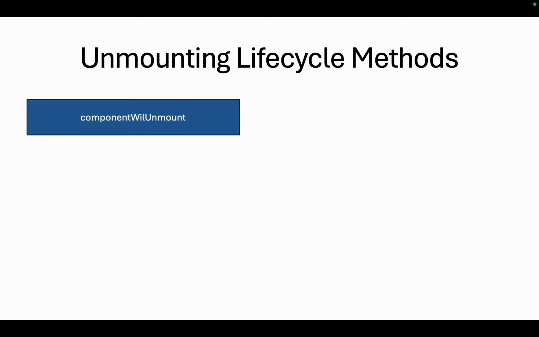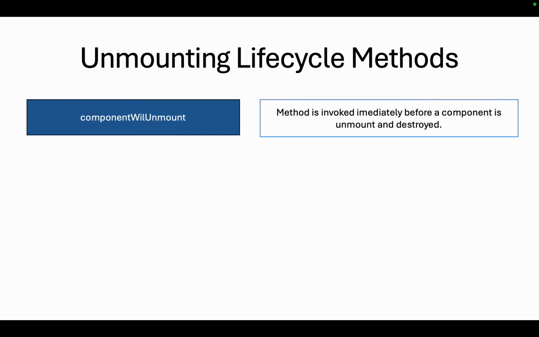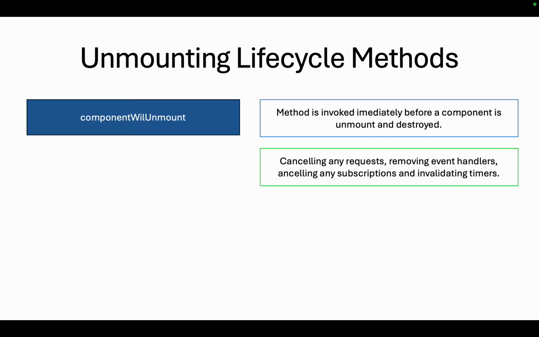The unmounting phase contains only one method, that is component will unmount. That is called when this method is invoked immediately before a component is destroyed or unmounted. What you have to do in this method is cancel the request, and remove any kind of event handler. For example, you are tracking a mouse tracking event you have added from your component towards the DOM. Before removing the component, you have to remove that mouse tracking event also. Cancelling of any subscription or request you can do here as well.